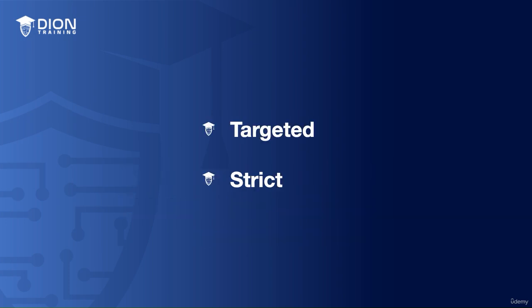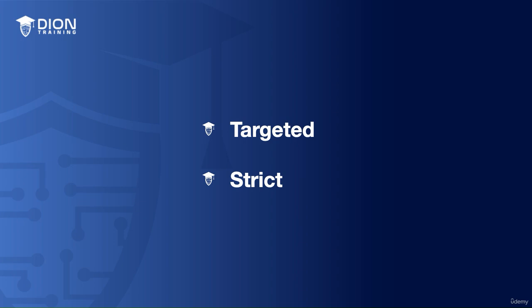Now, SELinux can implement two different types of policies. These are known as targeted or strict. The targeted policy is the default SELinux policy that's used in Red Hat Linux and CentOS. When we're using targeted policies, processes that are targeted are going to run in a confined domain, and the processes that are not targeted will run in an unconfined domain.